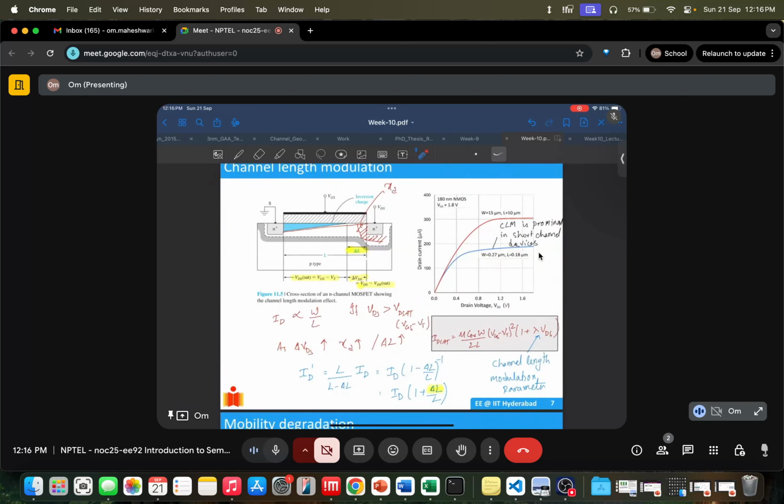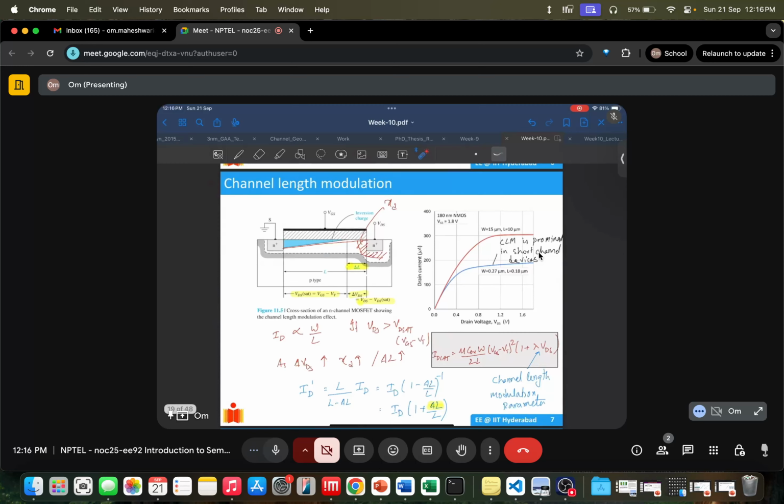Okay, there's one more thing, channel length modulation. Channel length modulation means that when you apply positive VD, this N plus and P junction is reverse biased, and this depletion region increases. Pinch off happens here to saturate the transistor, but the depletion region is increasing and you can no longer ignore it. So your L changes to L minus delta L, and this actually increases your current.